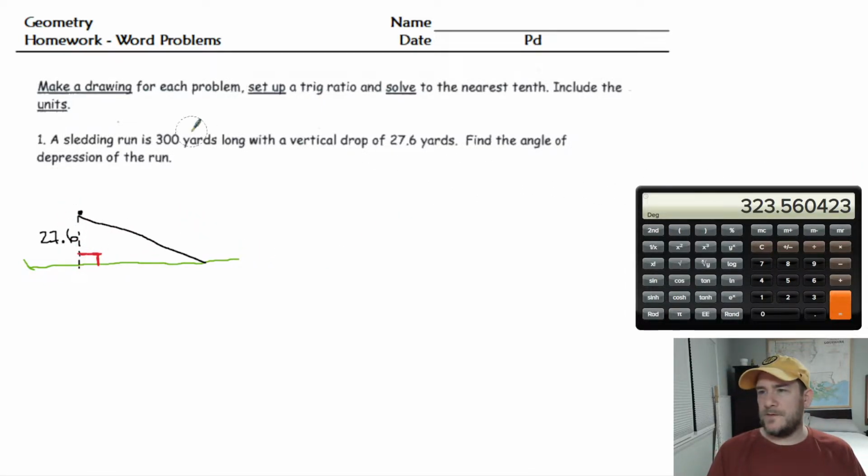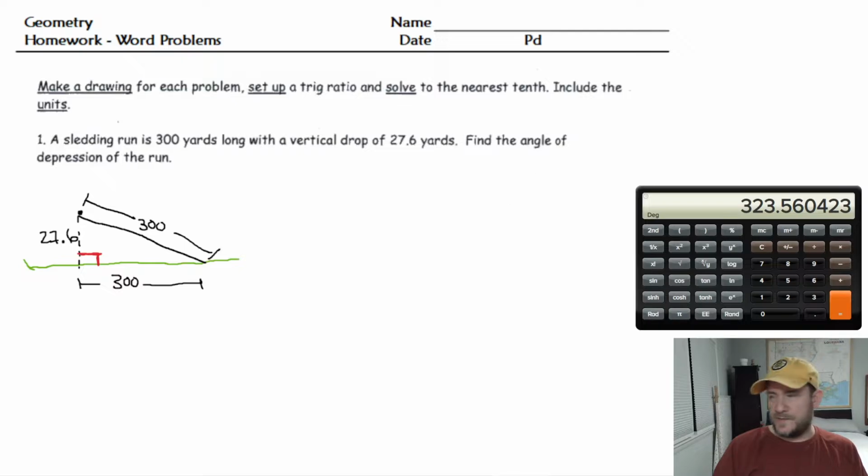And finally, we've got the 300-yard long sledding run. Somebody's going to put the 300 down here. This is not what they mean by 300 long. They mean your trip down the hill is 300 units long. Big difference in where you put that. So you have to make sure that you can read it and make sense of it. You have to understand. So what are we solving for?